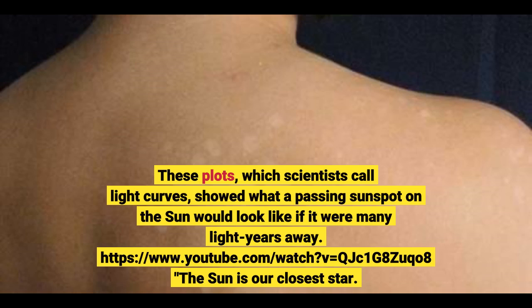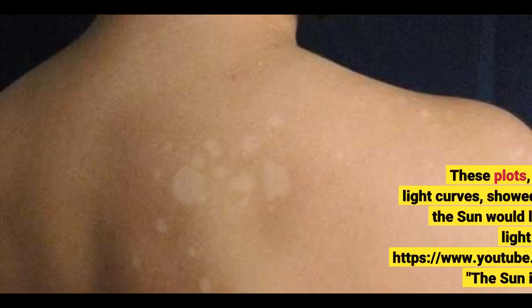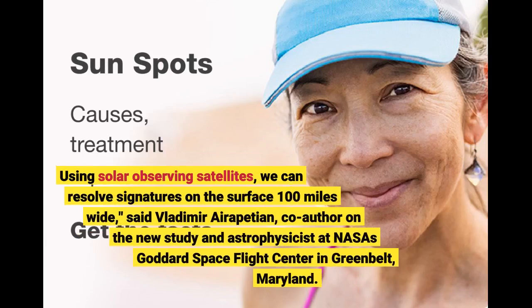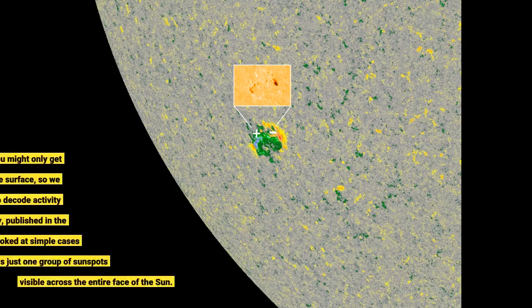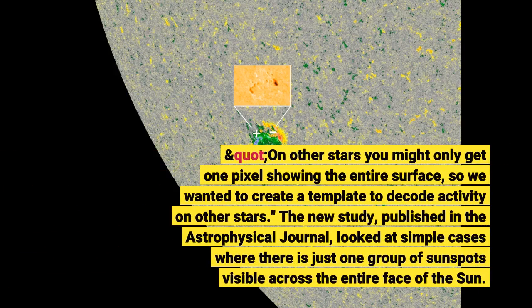The Sun is our closest star. "Using solar observing satellites, we can resolve signatures on the surface 100 miles wide," said Vladimir Airapetian, co-author on the new study and astrophysicist at NASA's Goddard Space Flight Center in Greenbelt, Maryland. "On other stars you might only get one pixel showing the entire surface, so we wanted to create a template to decode activity on other stars."